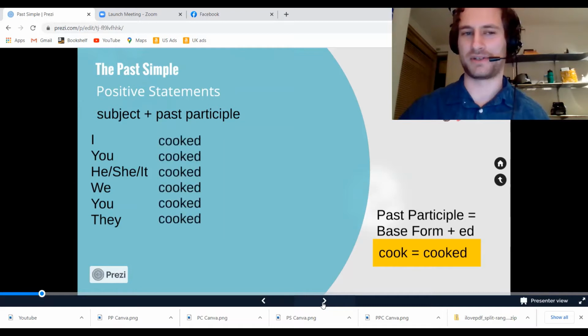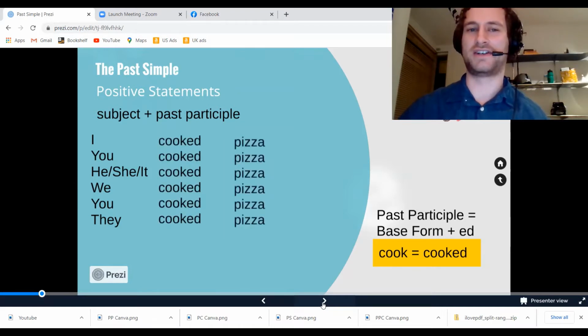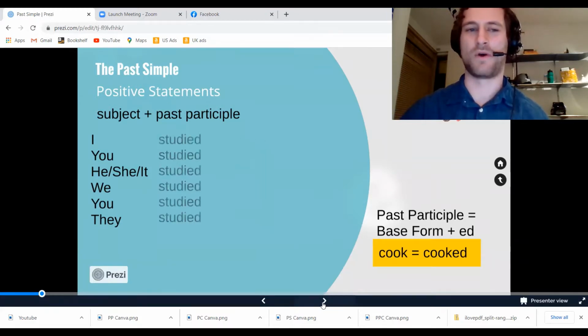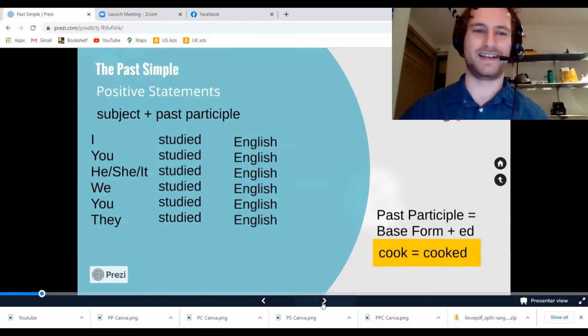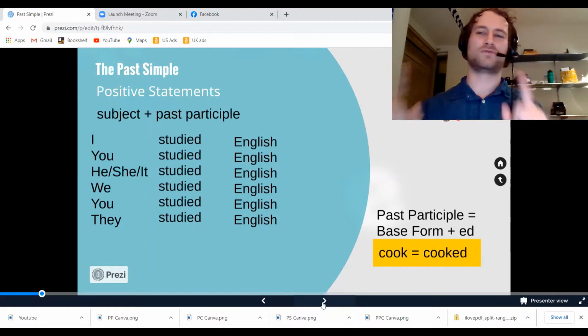All right, another example here. Cooked. I cooked pizza. You cooked pizza. He cooked pizza, we cooked pizza, you cooked pizza, they cooked pizza. One more example, studied. I studied English, you studied English, he studied English, we studied English, you studied English, they studied English. We're all studying English right now.